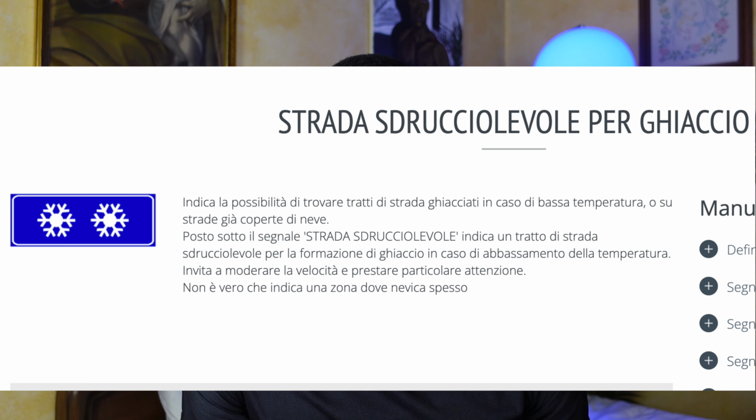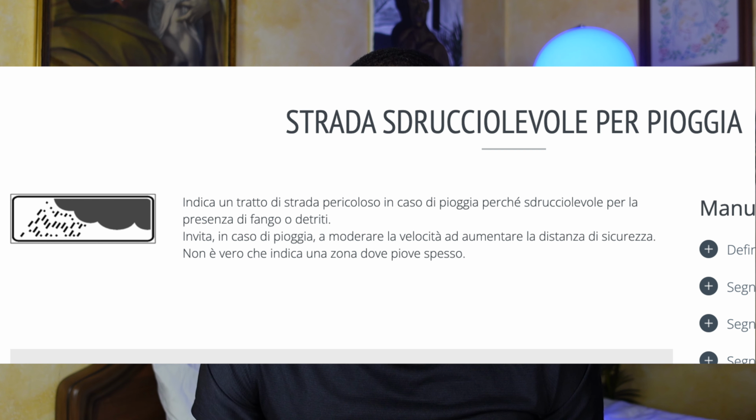Strada sdrucciolevole per ghiaccio indica la possibilità di trovare tratti di strada ghiacciati in caso di bassa temperatura o su strada già coperta di neve. This sign here is letting you know that that part of the road will be slippery, so you need to drive with caution. You only see this one close to that part of the road where you are likely to come across snow. The first thing you need to do, regulate your speed, hold your steering wheel strongly, and be ready to stop when necessary. So this one here is strada sdrucciolevole per pioggia.